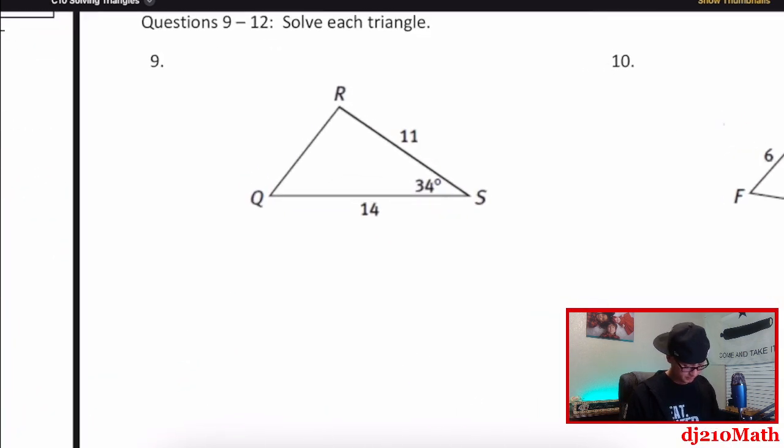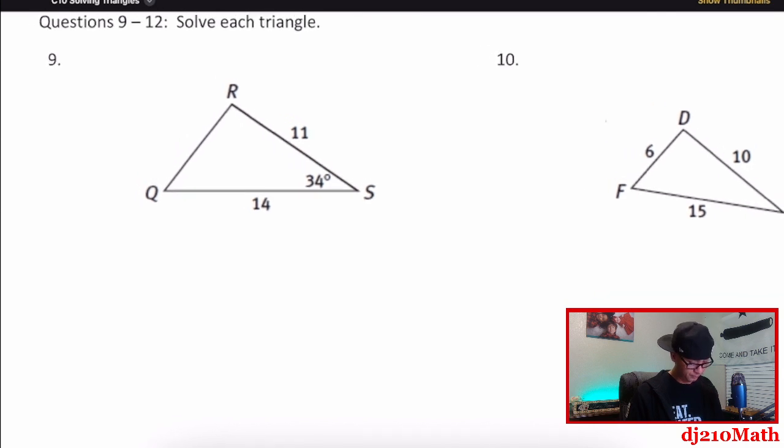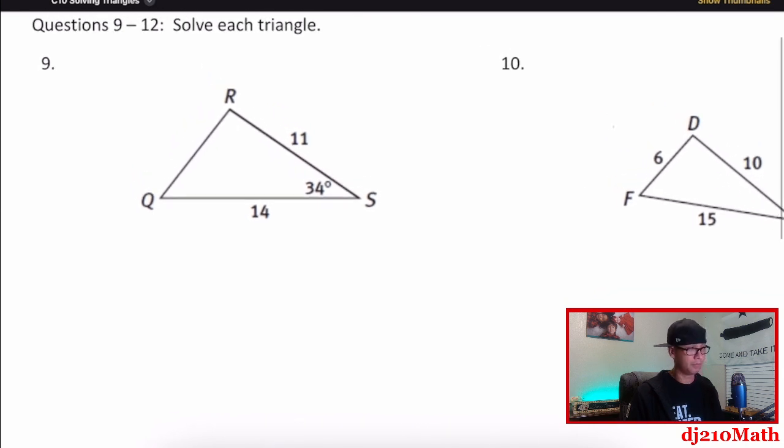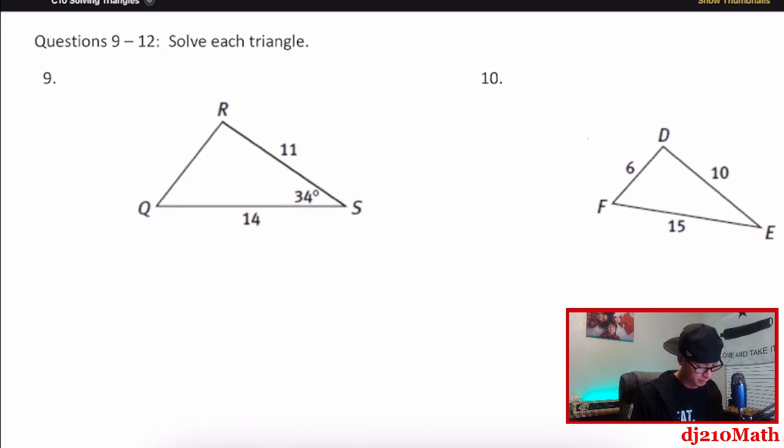We're almost done. All right, solve each triangle. Solving each triangle means you want to figure out all the sides, all the angles. That's what solving each triangle means. All the sides, all the angles. So right now, we have side, angle, side.